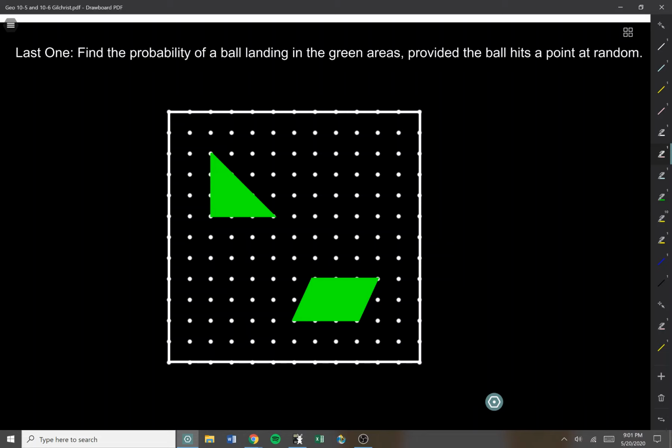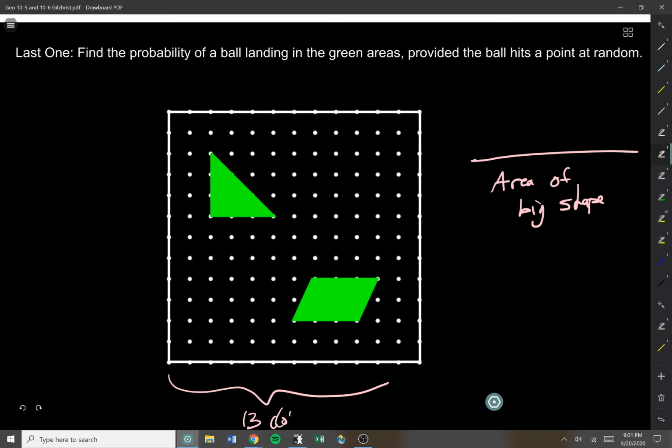There's 2 things we have to figure out. I guess technically 3. One of them is what's going to be on the bottom. What's the total area of the shape on the bottom? Area of the big shape. So we'll save some time counting. There are 13 dots here. 13 dots is only 12 units. Okay, that's an important distinction in math. Just because there's 13 dots, there's only 12 units, because between two dots is a unit. So this square is 12 by 12, so the total area on the bottom is 144 units squared, because that's what 12 by 12 is.